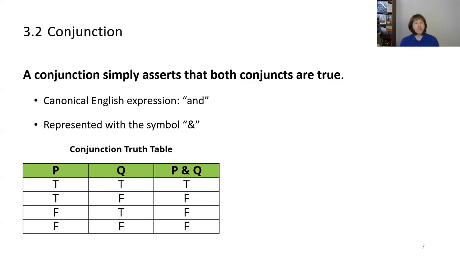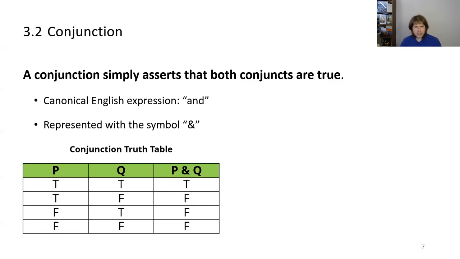So it could be any simple statement. You know, P and Q could be R and S, or A and B, or K and T. It doesn't matter, any simple statement. Those could also be complex statements themselves. We'll learn more about that in the next chapter.